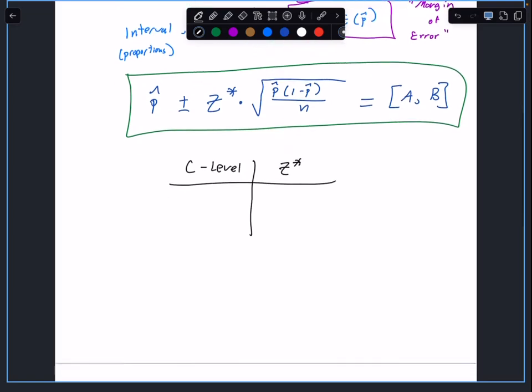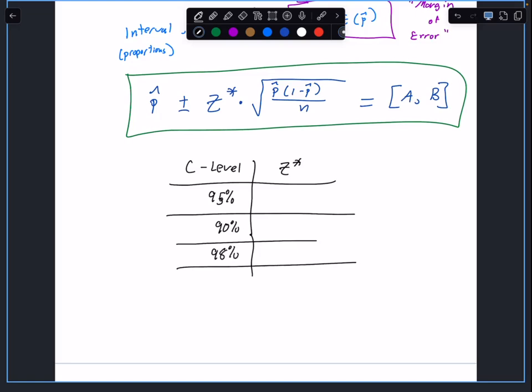So the most common one that we'll use is 95%. We also have the 90% confidence level. That is also the next most common one I'll ask you. 98% confidence, I could ask you for that as well. And the last one that I'll ask you for is 99%.